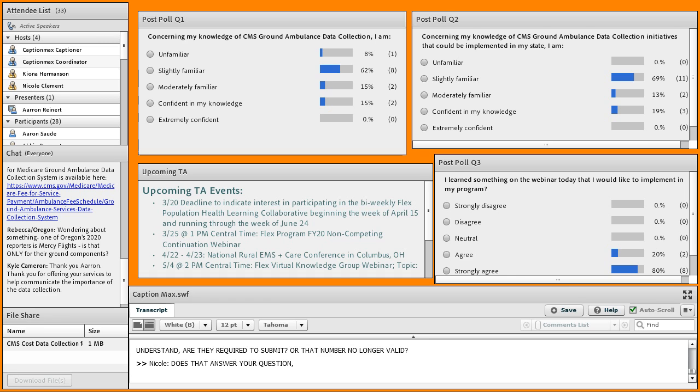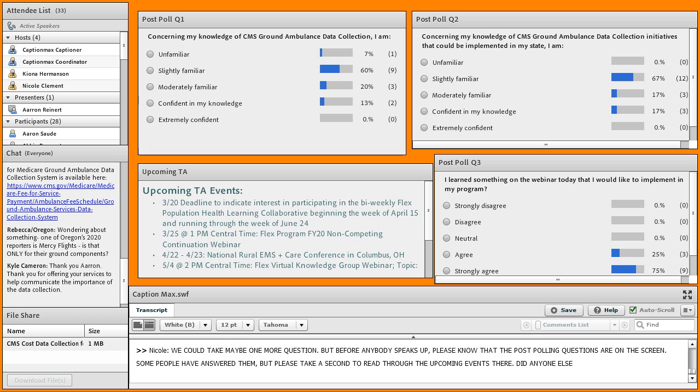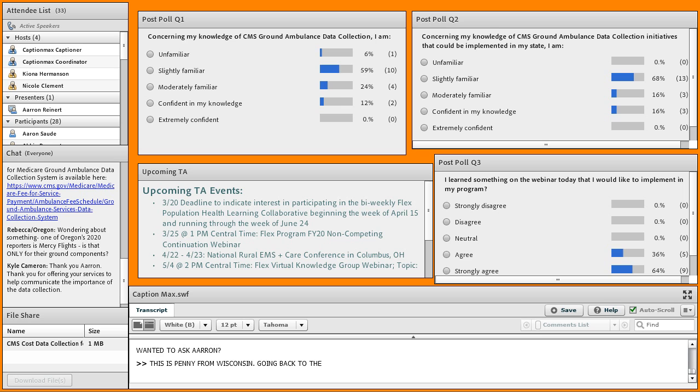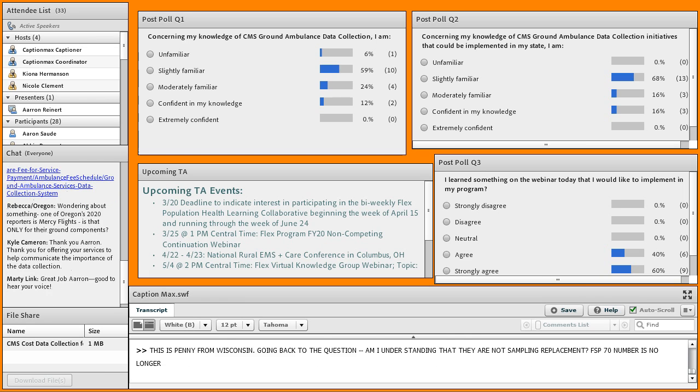If they're using that number to bill CMS, then they're going to have to collect and submit costs. If they purchased, let's say, Aaron's ambulance, and now I'm just part of Nicole's National Ambulance Service, and she has her own MPI number and she bills away, then there's no responsibility there. But people should be double checking so that they clearly understand, are they required to submit, or is that number no longer valid? Did that answer your question, Scott? Yeah, that answered it. Thank you.